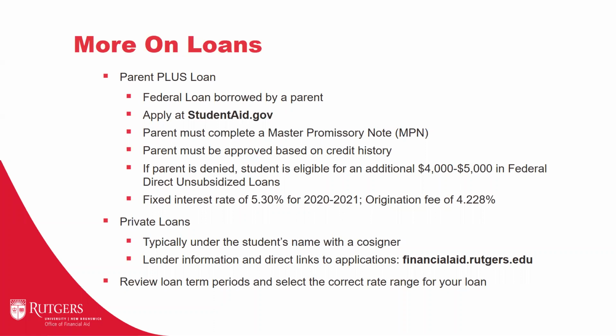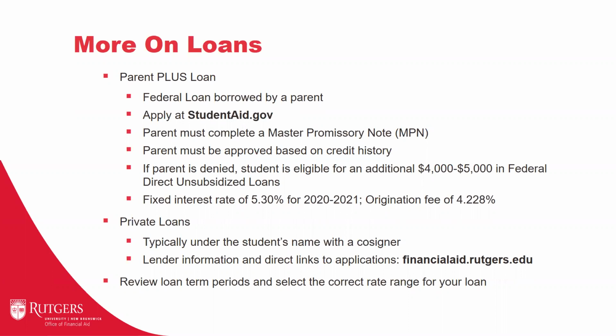And we have the link here for the private loans, which is financialaid.rutgers.edu. As you go here, you will be able to see the list of the various private lenders that we work with, and you can compare the loans, their interest rates and their requirements. However, when you're doing private loans, we encourage you to review the loan periods and make sure you select the correct rate range for your loan.